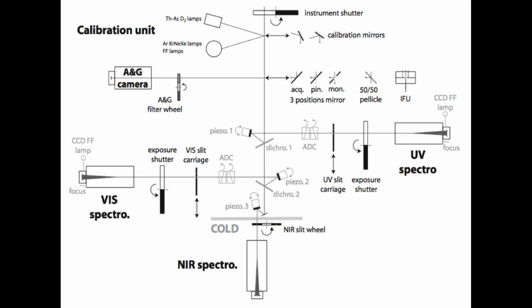X-shooter is a highly versatile instrument, ideal for a wide range of science cases. It allows for simultaneous observations across a broad wavelength range, and the medium spectral resolution balances detail with sensitivity, making X-shooter highly efficient for faint object spectroscopy across a large spectral range.